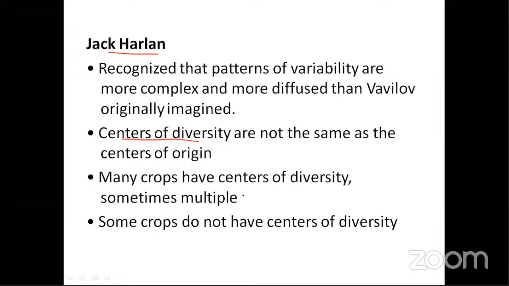Okay, not like one center of diversity, and it may have a diffuse center, meaning some crops might not have a particular center of origin. It may have a diffuse center, meaning the diversity may be spread over a larger area than initially imagined. Okay, that's what he thought initially.